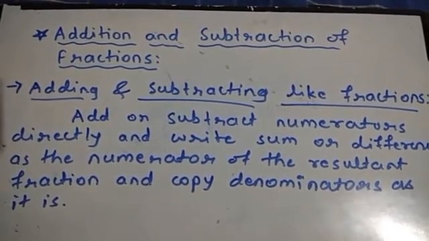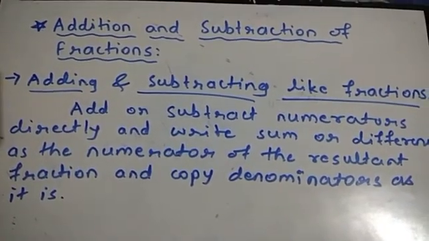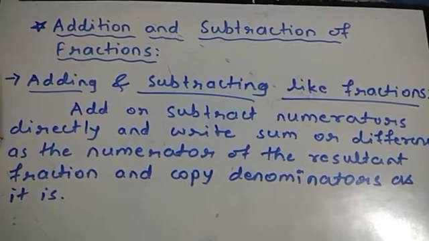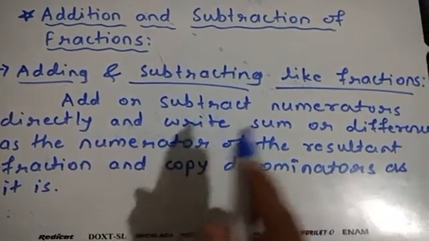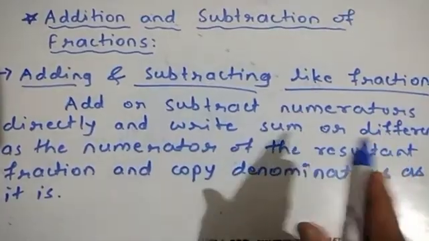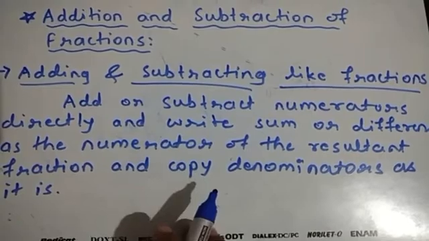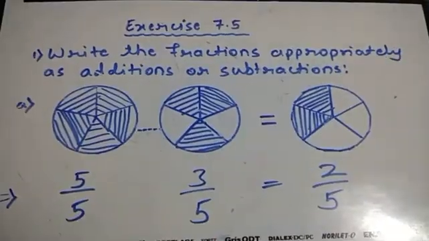In that first one, adding and subtracting like fractions. When we are adding or subtracting like fractions, we have to follow these steps. Add or subtract numerators directly and write the sum or difference as the numerator of the resultant fraction, and copy denominators as it is. Now let's solve exercise 7.5.